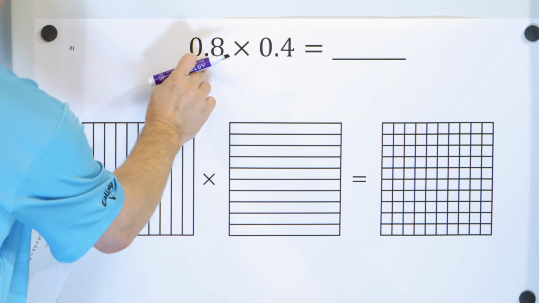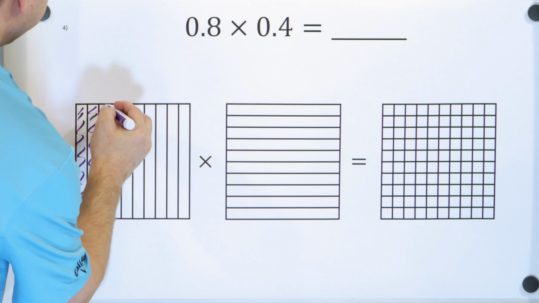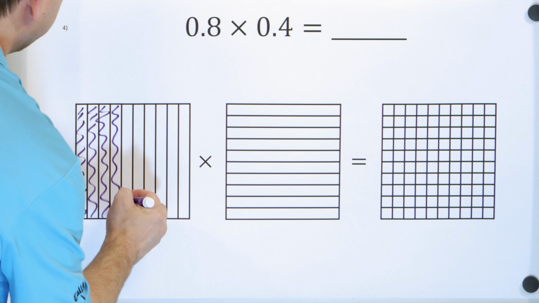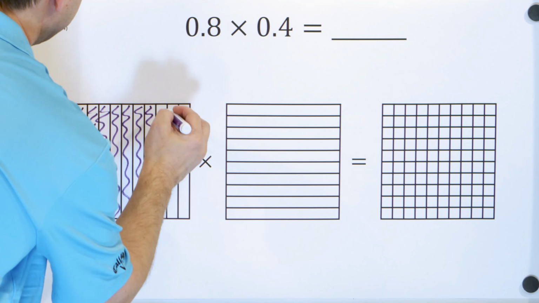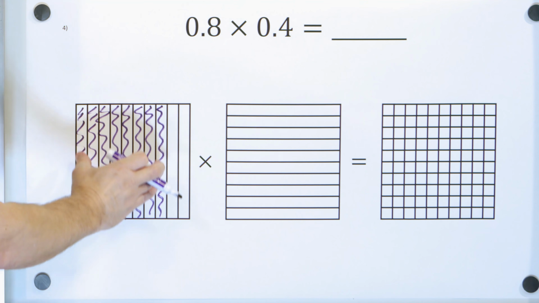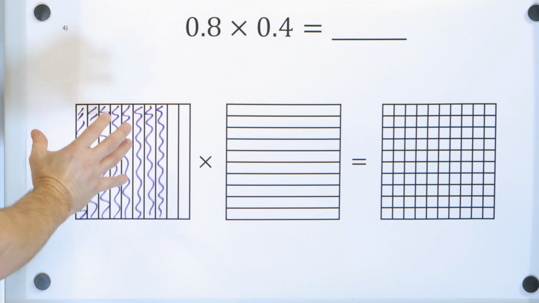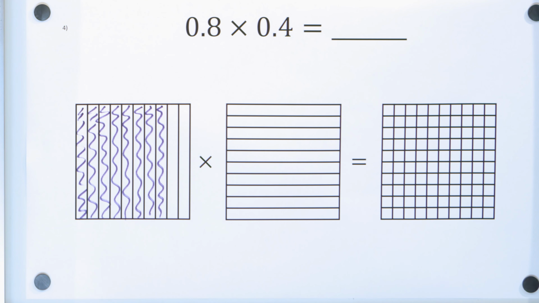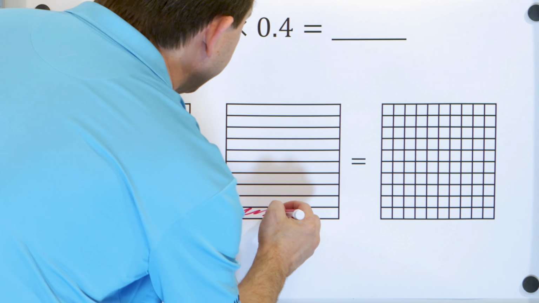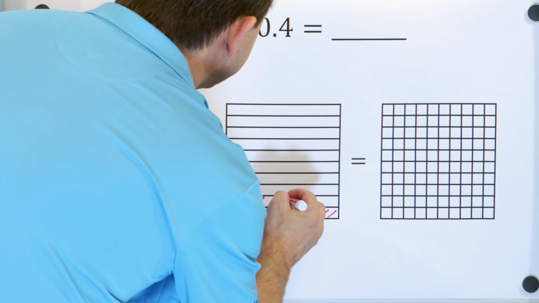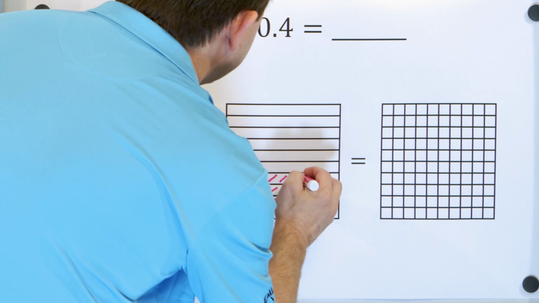So let's represent 8 tenths. Here's 1 tenth, 0.1. Here's 0.2. Here's 0.3. Here's 0.4. 0.5. 0.6. 0.7. And 0.8. So this entire purple shaded area means 8 tenths of a whole. It's less than a whole. Now this guy over here, we're chopping it by just a little bit less than half. So let's see, out of 10, here's 0.1, here's 0.2, here's 0.3 or 3/10, and here's 0.4, which is 4/10.